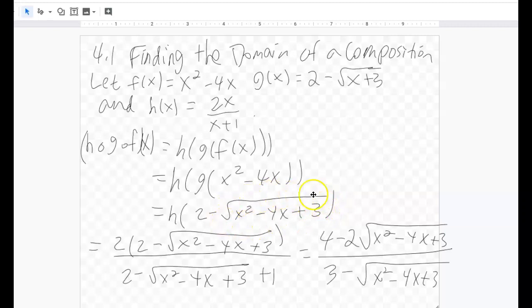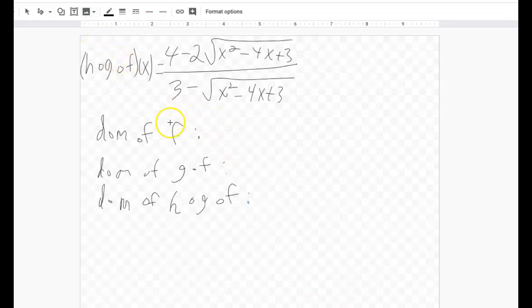And so here we have another radical, and then in fact g composed with f of x, which we already found the domain for in the previous video. And then now we're just taking this answer and plugging it into h. So now we're concerned about when the denominator is equal to 0 because we have that rational function. So let's summarize all that information on the next page.